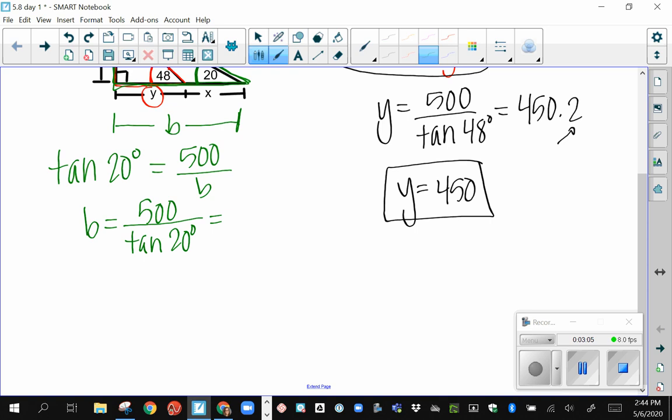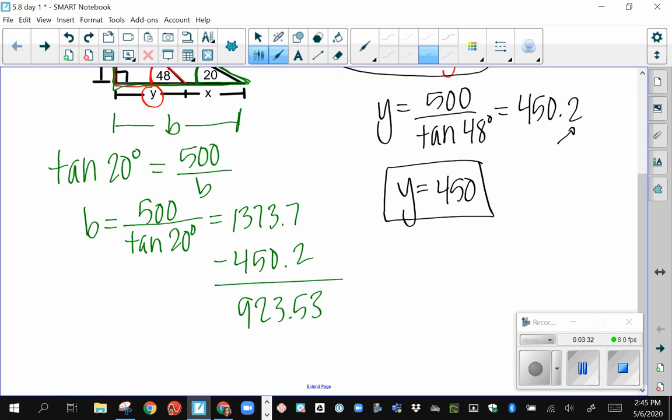Okay, and what did I come up with? 1,373.73. Again, I'm just going to leave that as 0.7 for just a moment. And I'm going to go in there and subtract my 450.2. And when I do that, I got 923.53. Now is the time I'm going to go ahead and round. So I will say that x is equal to 924, rounded to the nearest whole number, and my y value was 450.